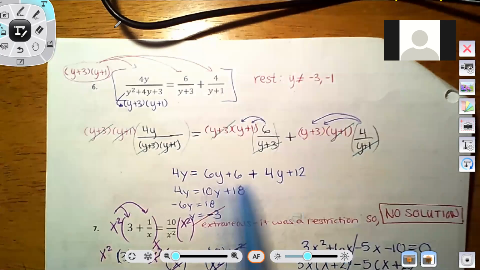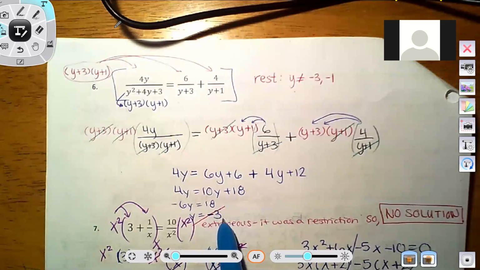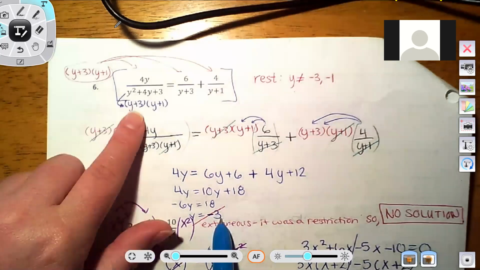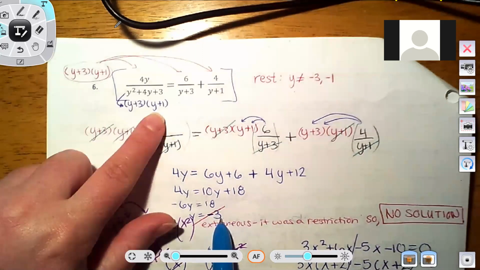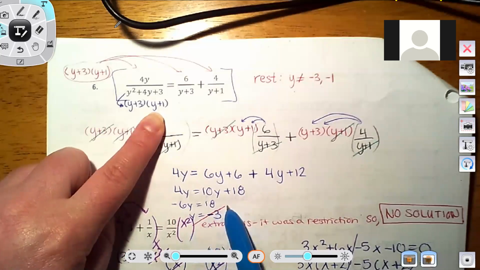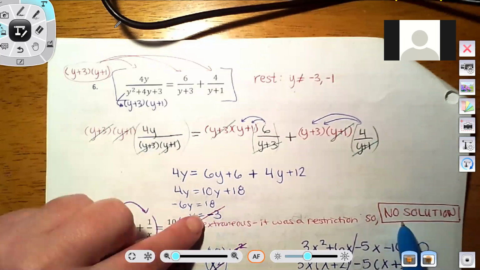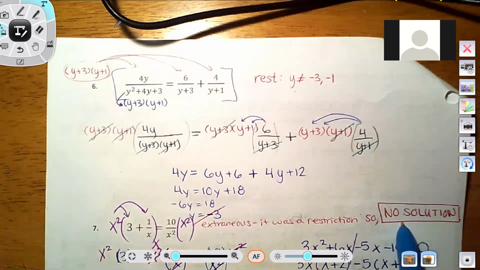Combining like terms and solving for y, I end up with y equals negative 3. But y could not be negative 3 or negative 1 because that would make you divide by 0. So that's not a possible solution. It's an extraneous or fake solution. My one and only solution is not actually a solution, so your answer is no solution.